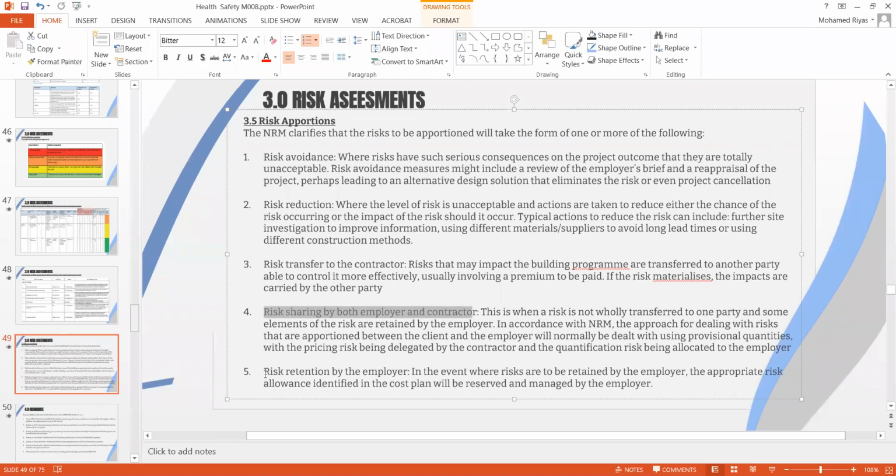And then risk retention by the employer. If you wish, probably when you pass the risk to the contractor, he might inflate the tender price. The client probably would like to keep the risk with them. So this will have an impact on tender prices. So these are the five ways, according to the NRM, you can have a risk assessment.